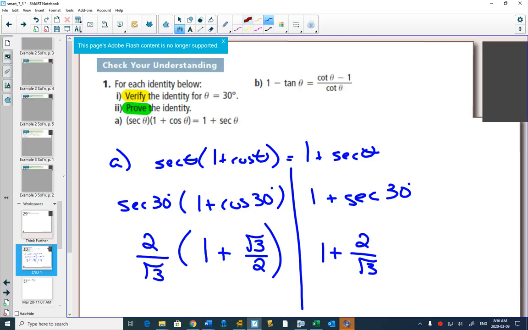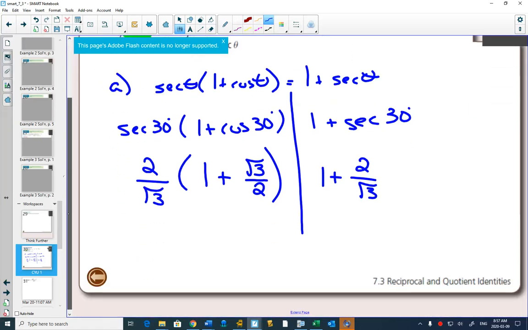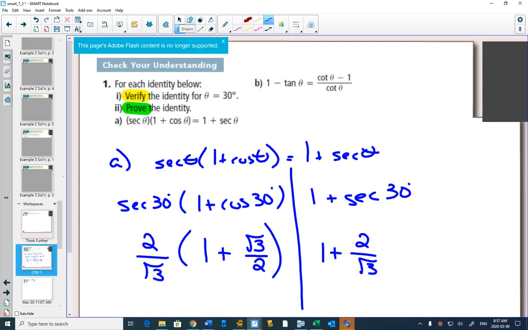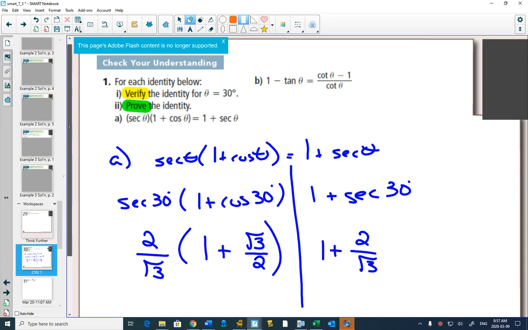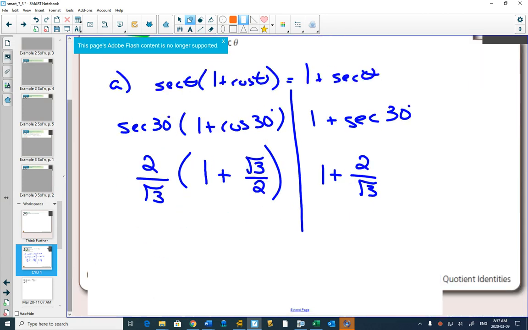And just like a regular proof question, when you have fractions, you'll want to simplify. If I simplify this and write both sides as a single fraction, there's a good chance they're going to be the same. So one of the main strategies in proofs is, can you write something as a single fraction? That's the same in a verify question as well.